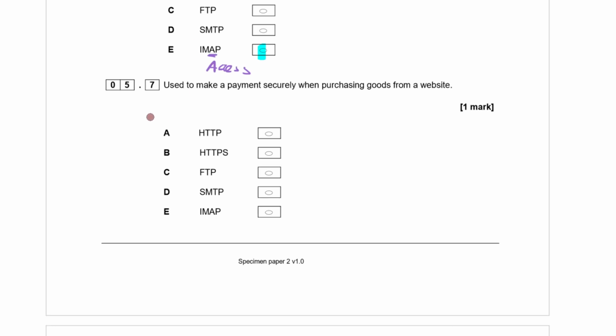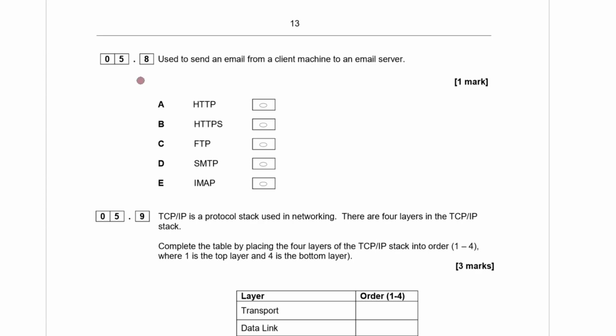Next, we have the same list, and we've got to say which one's used to make a payment securely when purchasing goods from a website. So the S in HTTPS stands for secure or security. No one really knows what it stands for exactly, but that's what it does. It's an encrypted version of HTTP. So it's all about retrieving a document or sending some data across the web, which is what this scenario is. I inadvertently explained this one before, but to send an email from a client machine to an email service, an outbound email, this is SMTP.